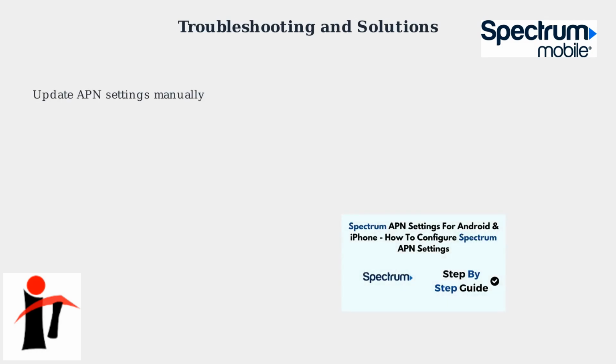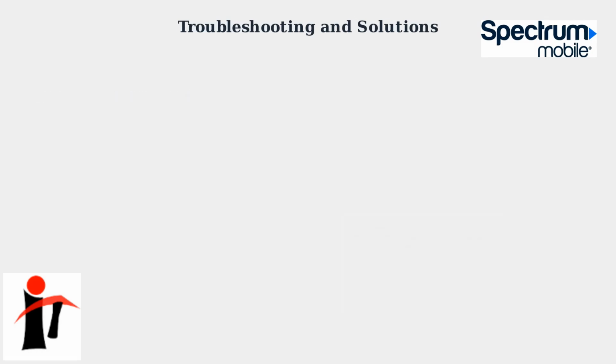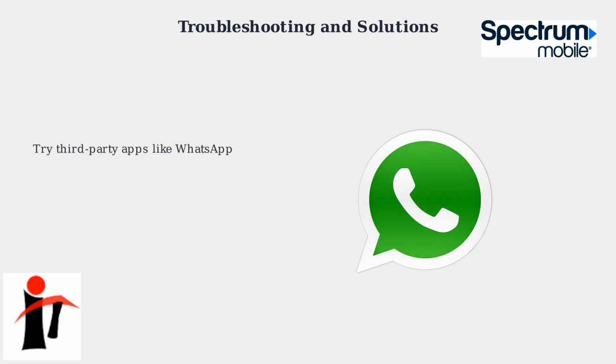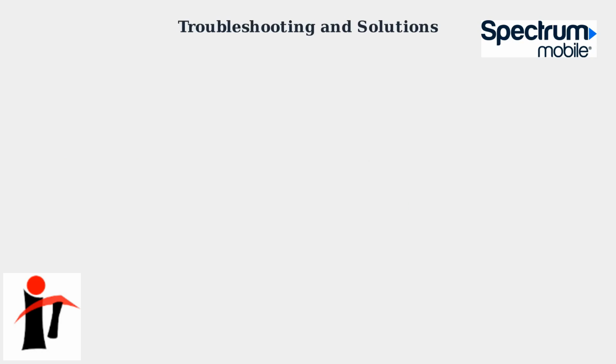If APN settings are incorrect, manually update them to Spectrum's recommended configuration. Spectrum Mobile App version 4.8 and later offers a one-click APN fix. For iMessage-related issues, consider using third-party messaging apps like WhatsApp for cross-platform group chats.